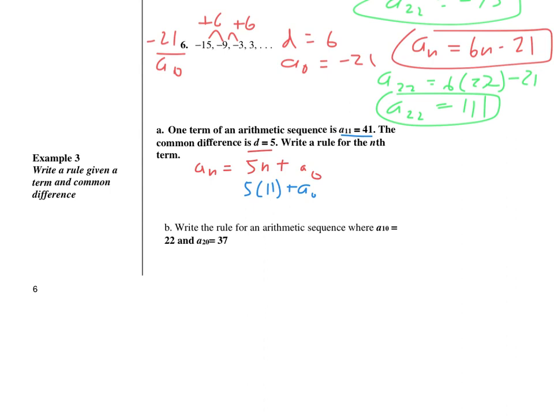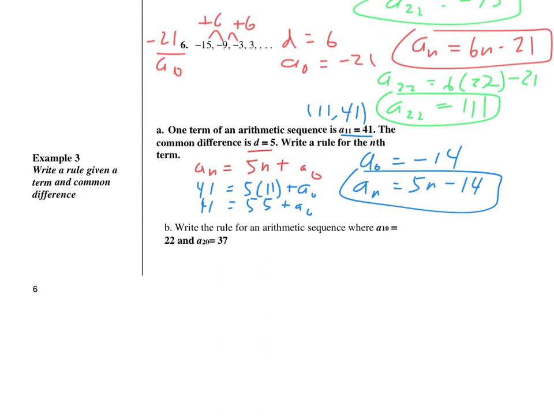And it says that when I plug in 11 for n, I should get 41 out for a sub 11. So it's like this is your x. I would think of it as 11 comma 41. It's like when I plug in 11 for x, I get out 41 for y. Okay, so I can go ahead and just solve this. So I get 55 plus a sub 0 equals 41. I could subtract that 55 over, and I get a sub 0 equals negative 14. So I would say a sub n equals 5n minus 14.